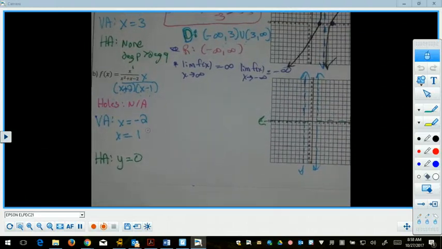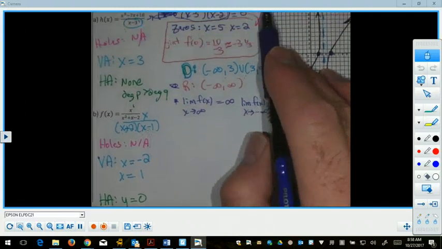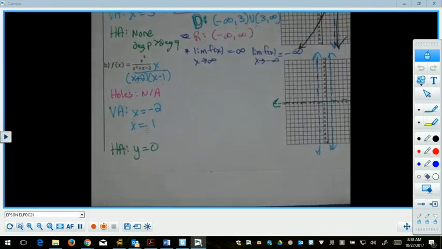Now there's some things I didn't find yet. What else do I need to find? Who can tell me? Let's see. Hunter, what is something else I could find for this? We haven't found our intercepts yet, right? So how do I get either my x or my y-intercept? How do I get it?